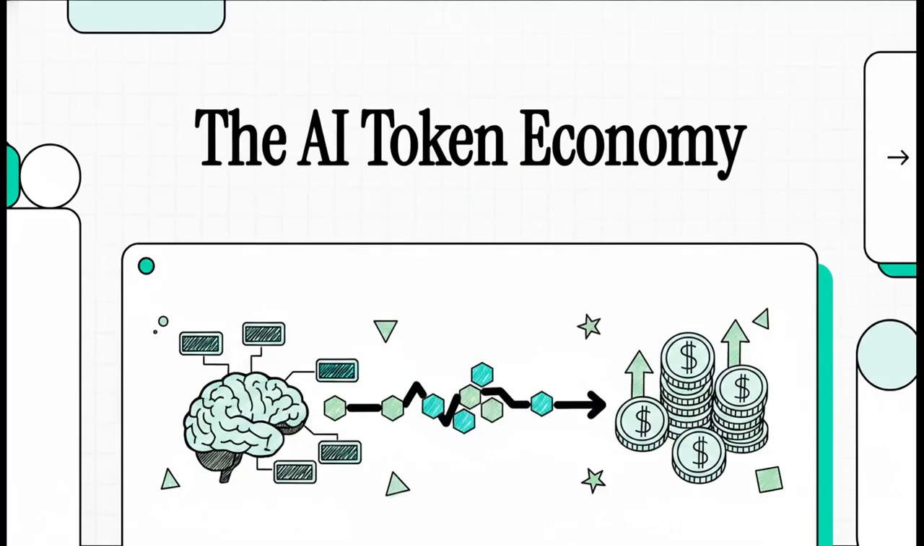In the world of AI, there's a new currency that is quietly shaping, well, everything. And no, I'm not talking about dollars or crypto. I'm talking about something called the AI token. Honestly, understanding this is the key to unlocking the real power of artificial intelligence.